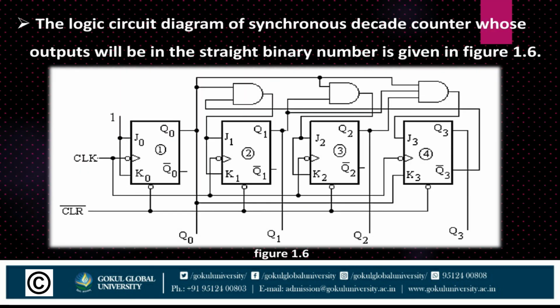Next, the logic circuit diagram of the synchronized decade counter, whose output will be in binary number state, is given in figure 1.6. Here you see the JK flip-flops joined with each other, with clock pulse and clear, and outputs Q0, Q1, Q2 and Q3 are available.